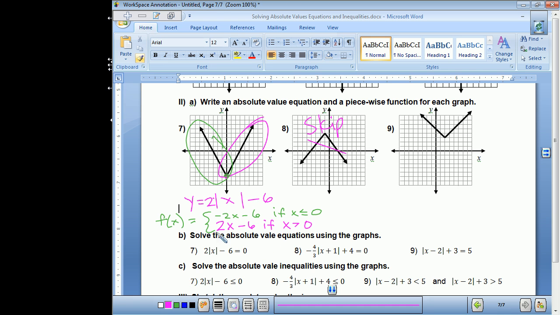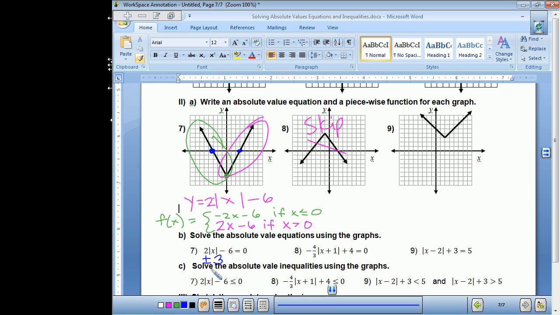Now, do you see that this right here is this graph? So this says to solve absolute value equations using their graph. So where does this function equal 0? Who sees it? Right here and right there. Okay, so it's going to equal 0 at positive and negative 3.